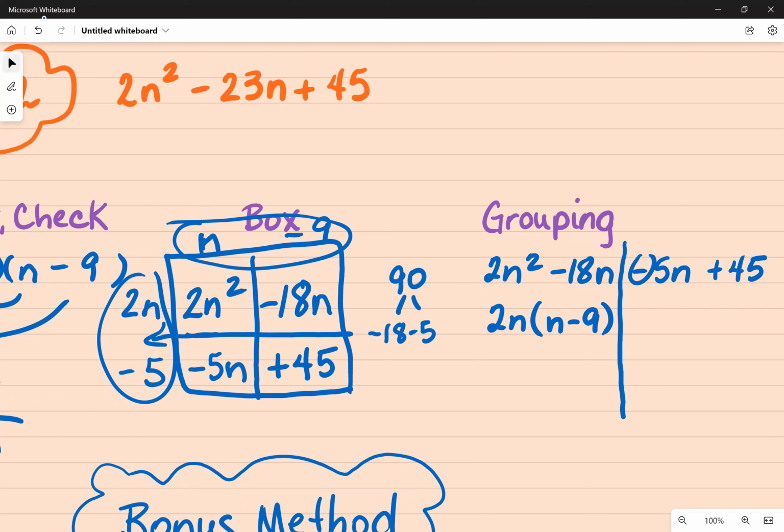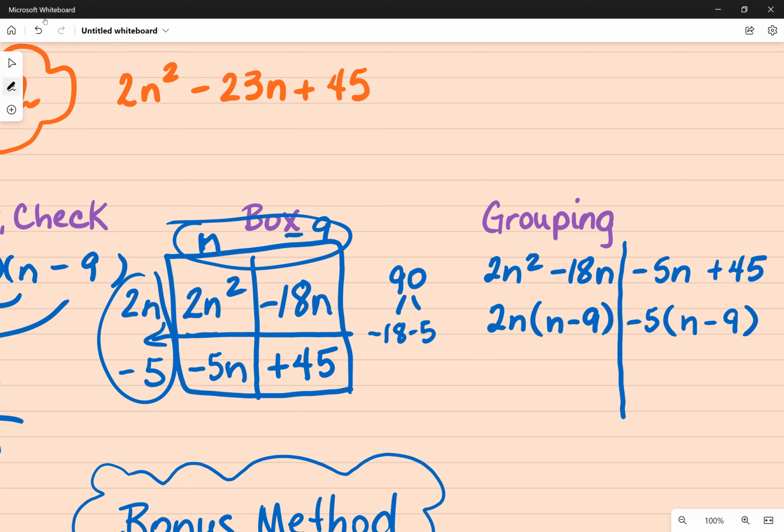Now I go to the other side. I have a negative sign, so I'm going to pull out a negative something. Well, the last term doesn't have a variable, so I know there's not going to be a variable involved, but I have a number. I can divide both by 5. What's left over is n, and then 45 divided by negative 5, negative 9.